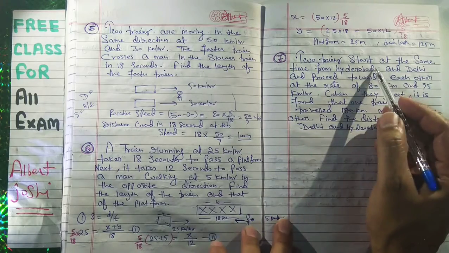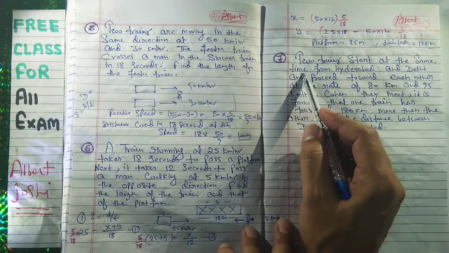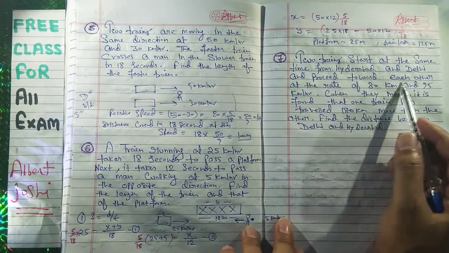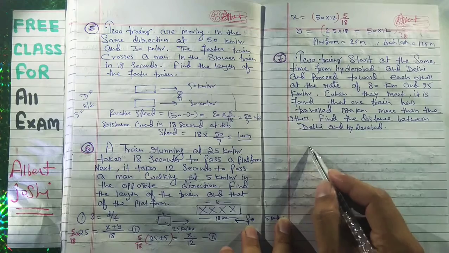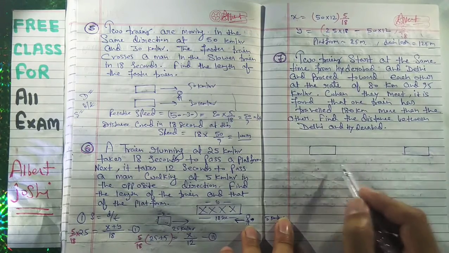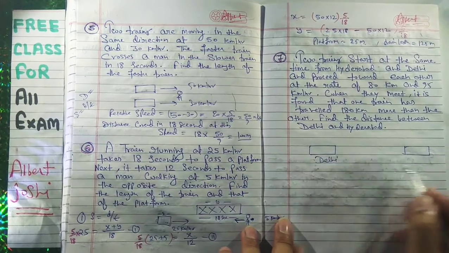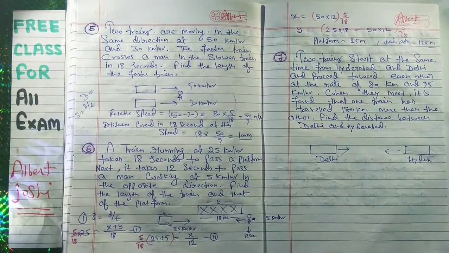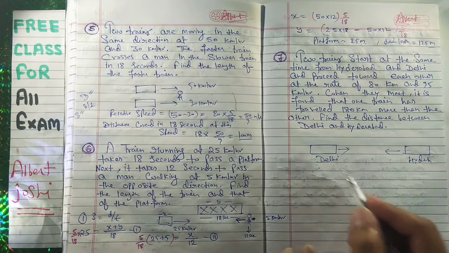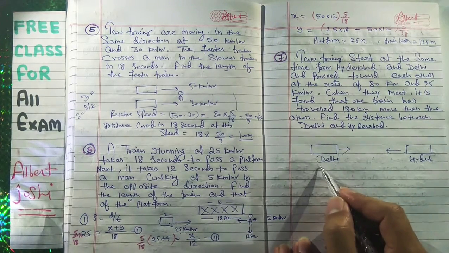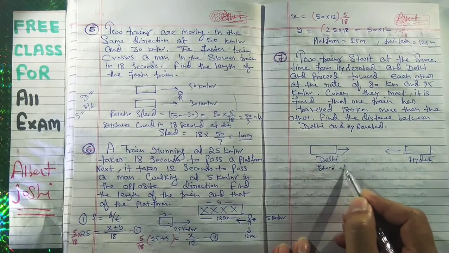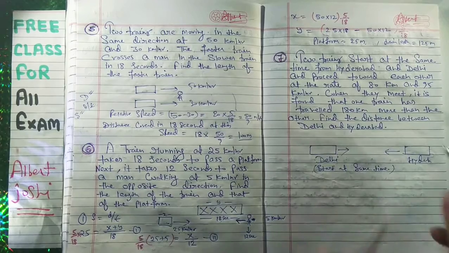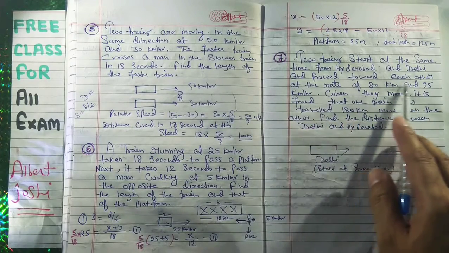Two trains start at the same time from Hyderabad and Delhi, and proceed toward each other. One train is here and this is another train. This is Delhi and this is Hyderabad. One is coming here, one is coming here. They start at the same time. You have to think. Start at the same time, and proceed toward each other.